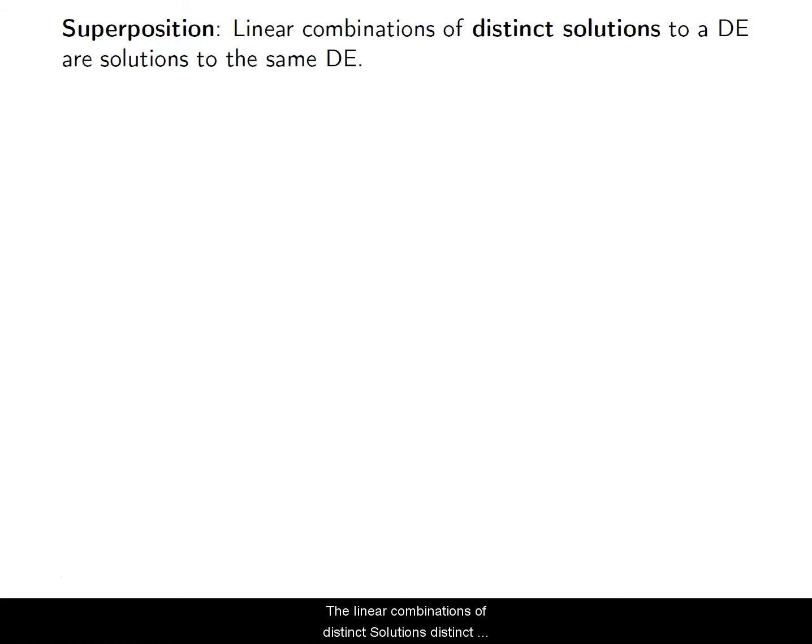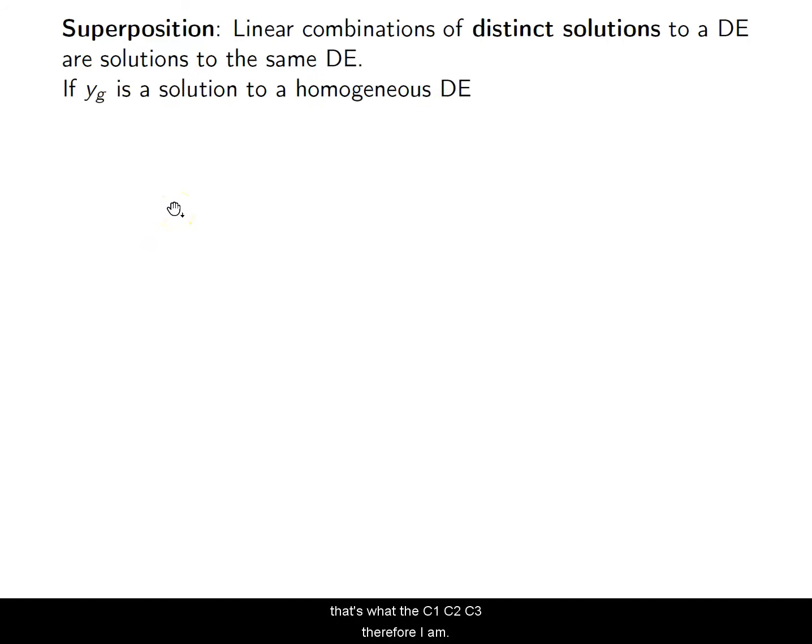Okay. So linear combinations of distinct solutions. So things that are non-repeated from one solution to the next solution to a DE are solutions to the same DE. So if I have two different solutions, but there's repeated terms in both solutions, I'm just using that repeated term once in my actual solution, right? I don't need it twice, because then I have a constant multiple of it, basically, and that's what the C1, C2, C3s are for, right?